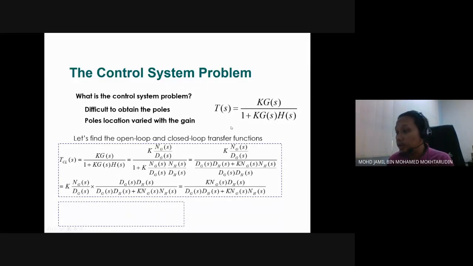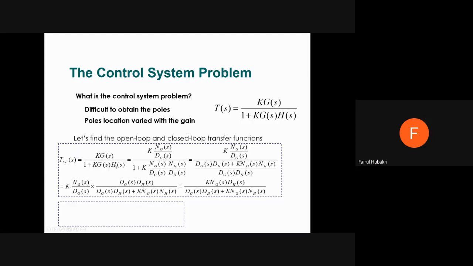So when you have a transfer function, let's say a closed loop transfer function. Sorry. Okay. Can we go back?